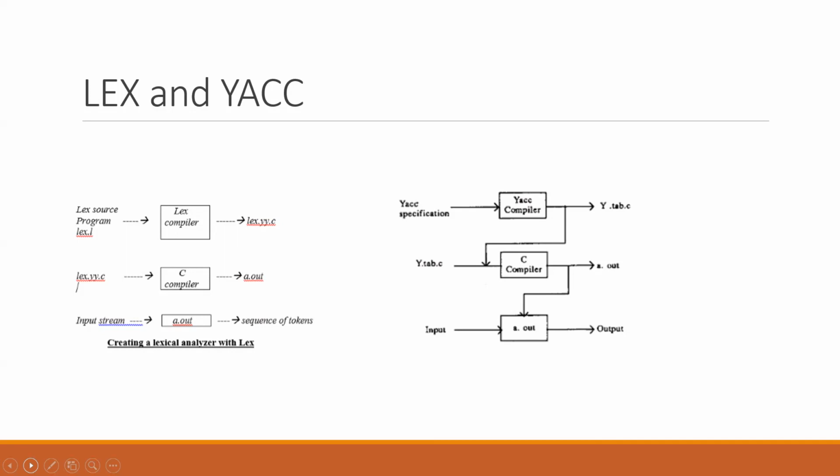Now coming to yacc, how do we create a yacc program? We give a yacc specification as an input to the yacc compiler, and we generate y.tab.c. This y.tab.c will be given to the C compiler, which will generate a.out. This a.out takes the input and gives the output.